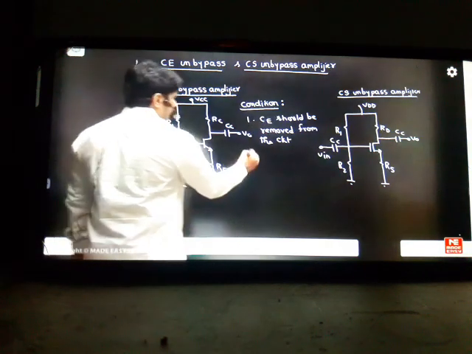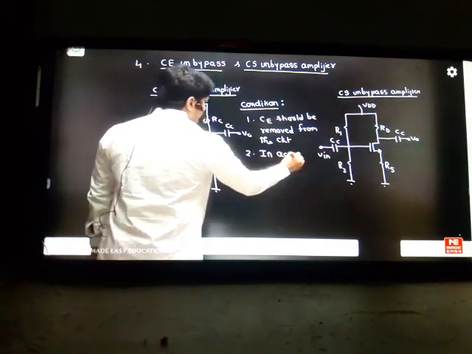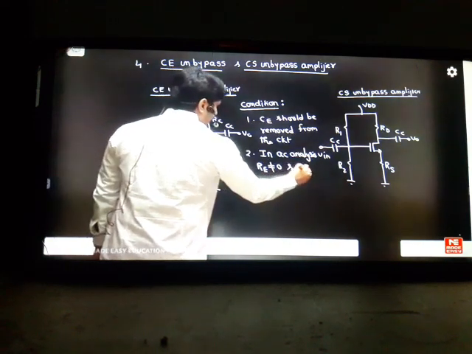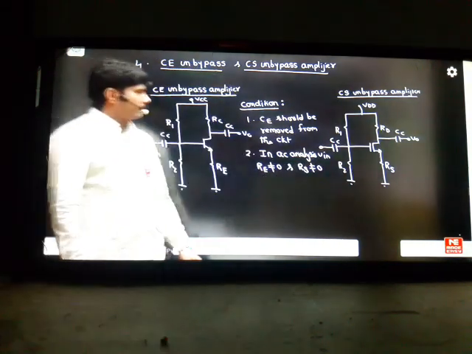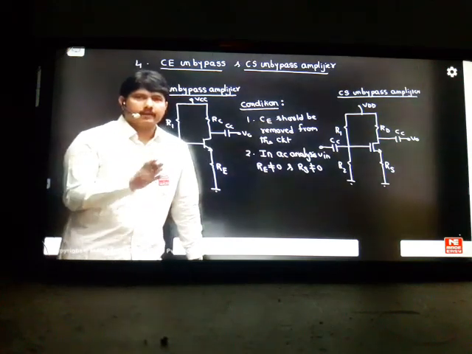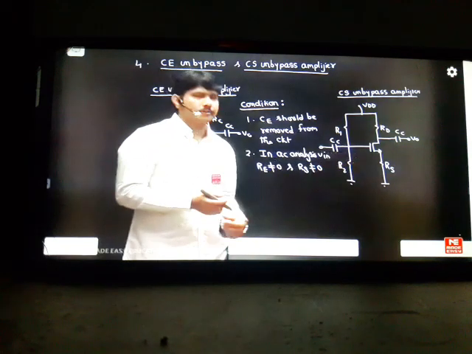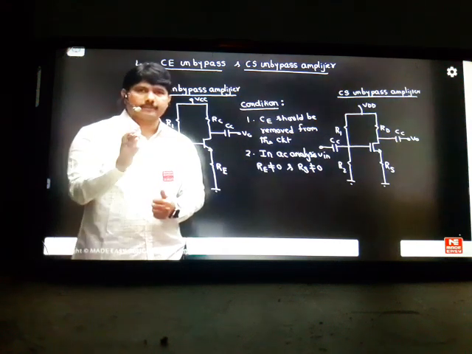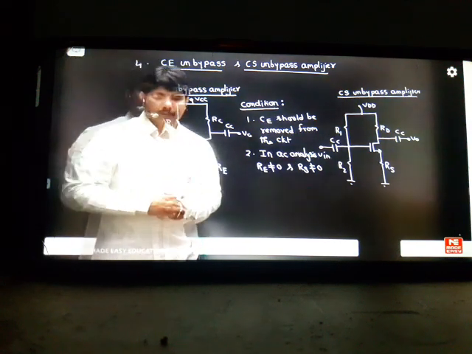And the second point is, in AC analysis, your RE should not be equal to 0 and RS should not be equal to 0. So first you have to remove CE from the circuit, and you should see the RE value should not be 0. Sometimes if there is no capacitor, we can make it short directly. That is not unbypass. Unbypass means the capacitor also you have to remove, and at the same time you have to keep the resistor there. That is called recognition of the unbypass system in electronics.